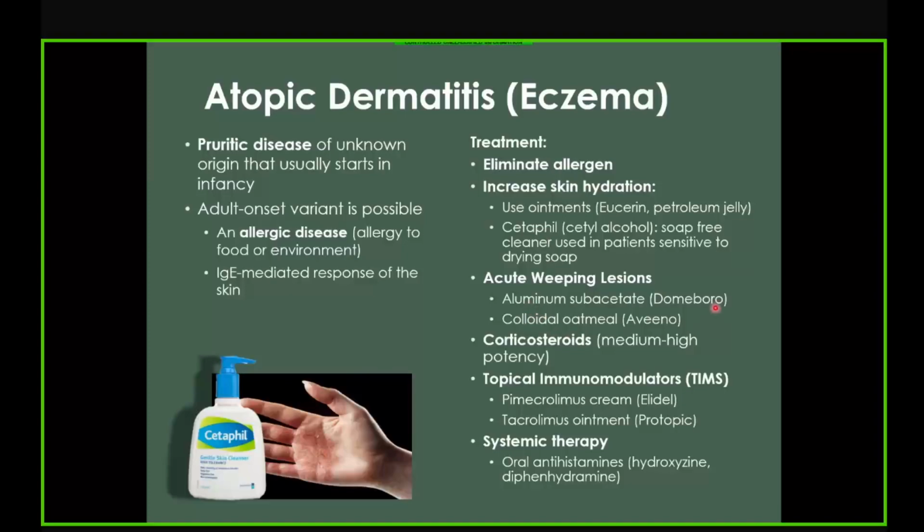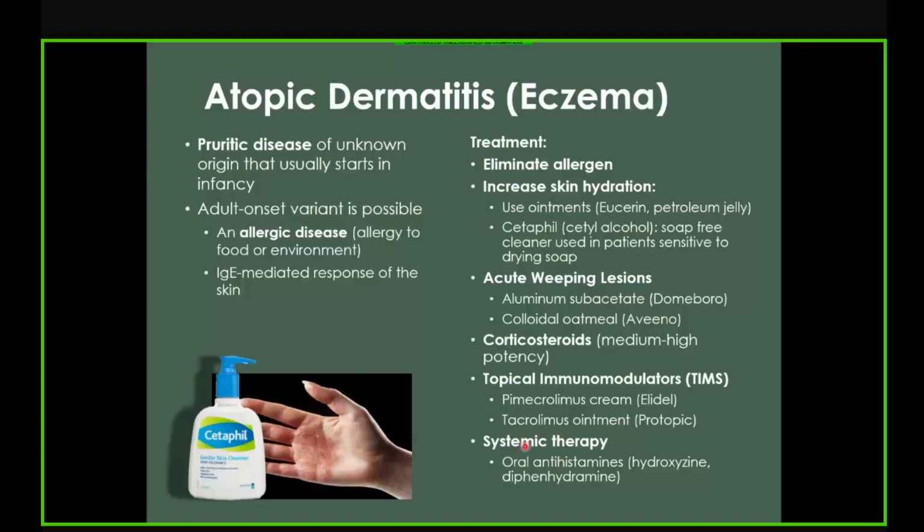Your weeping lesions that you have, again, you see your Domboro and your colloidal oatmeal. These were, again, those preparations that would cause the skin to essentially dry up. Your corticosteroids, you have medium to high potency that you're going to look at. And then looking at your topical immunomodulators, or your TIMs, not Tim's the singer, that's my girl, but TIMs, like topical immunomodulators. You have your pimecrolimus cream and your tacrolimus ointment.